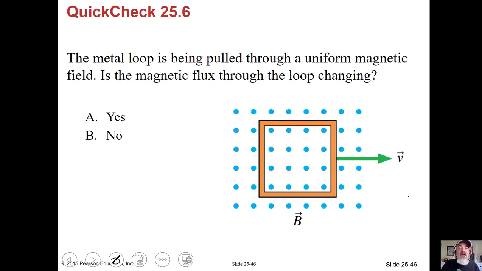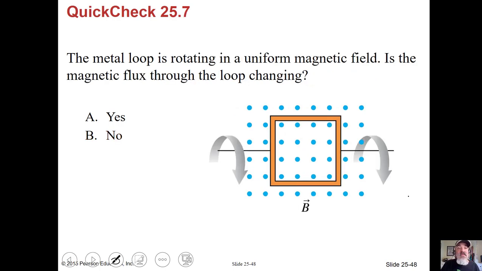Okay, the metal loop is being pulled through a uniform magnetic field. Is the magnetic flux changing? It's not changing. As you move to the right, as long as it stays completely in the magnetic field, the field strength is not changing. Now, if you happen to leave the magnetic field, then the magnetic field strength gets less, and then the flux would be changing. So currently, no.